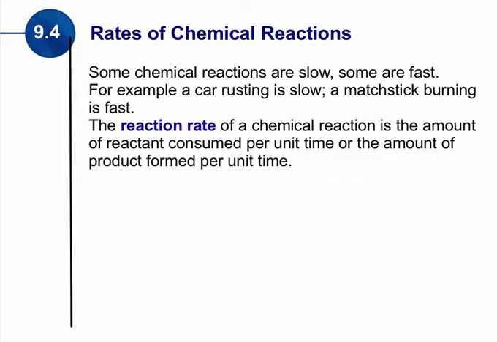So the reaction rate is really just the amount of a reactant either consumed, how much is used up, or the amount of product formed per unit time. So if we're using that car example, the reaction rate might be the amount of iron that's used up or the amount of rust that is created. And when we're talking reaction rate, we're really just talking about the speed of the reaction, how fast or slow that reaction is.